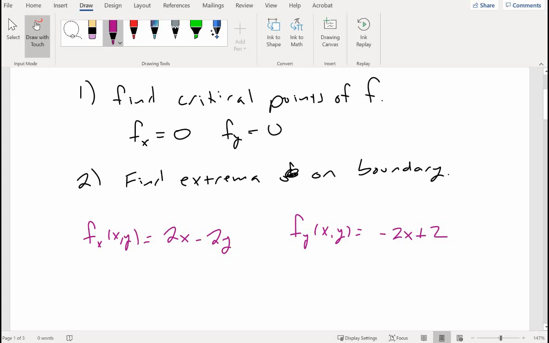Now we want to know when these things are equal to 0. At what points does that happen? It's easiest to start off with the one that only has the single variable. So negative 2x plus 2 has to equal 0, and the only thing that happens there is that x has to equal 1.